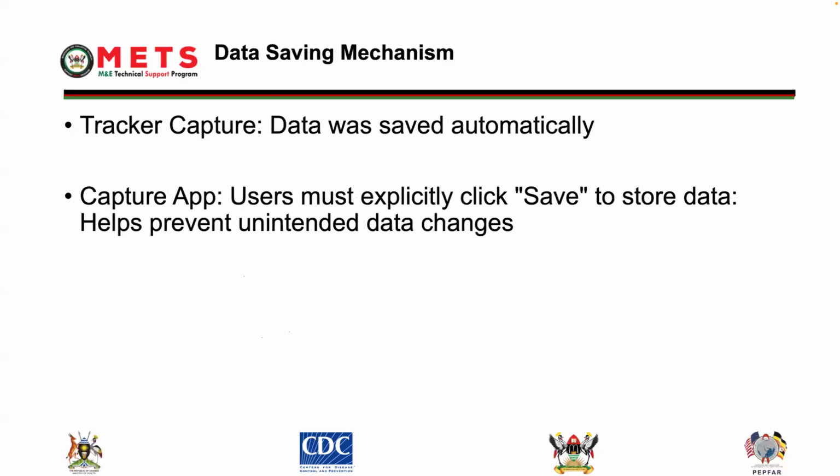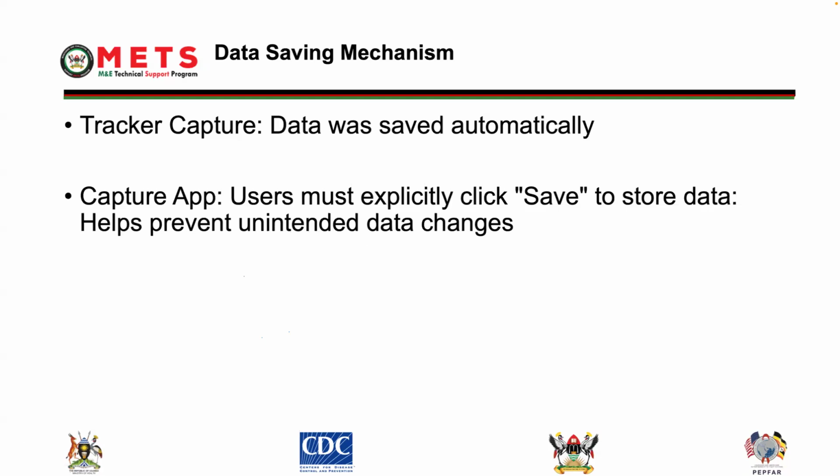And for the Tracker Capture, remember we were saving data automatically. As you enter data into a form, it automatically saves it even without you having to complete the form. Right now, what happens with the Capture app is that whichever data you enter, if you want to confirm that it's the accurate data for the client, you have to tap on the save button at the bottom of the page. It's not automated as it was before.